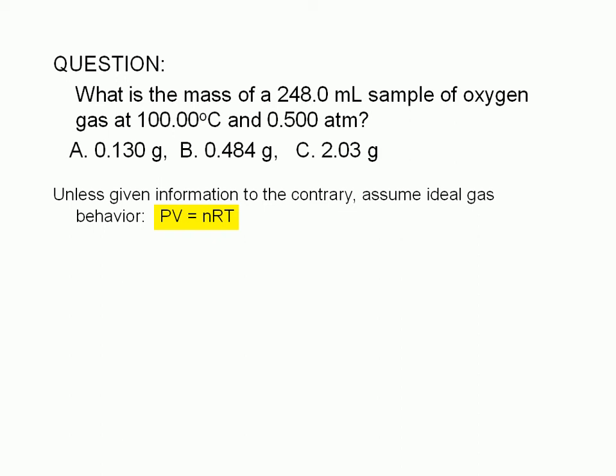Let's see how we can apply this equation to our problem. We are being asked for the mass of the gas. None of the terms in this equation, PV equals nRT, refers to mass. But by now, you should know how to convert moles to mass. Therefore, the first thing we need to do is solve for the number of moles of gas molecules in the sample. That is, solve for n.